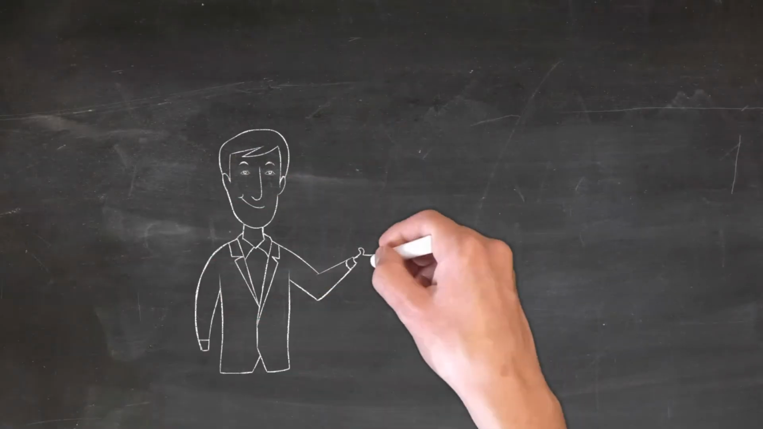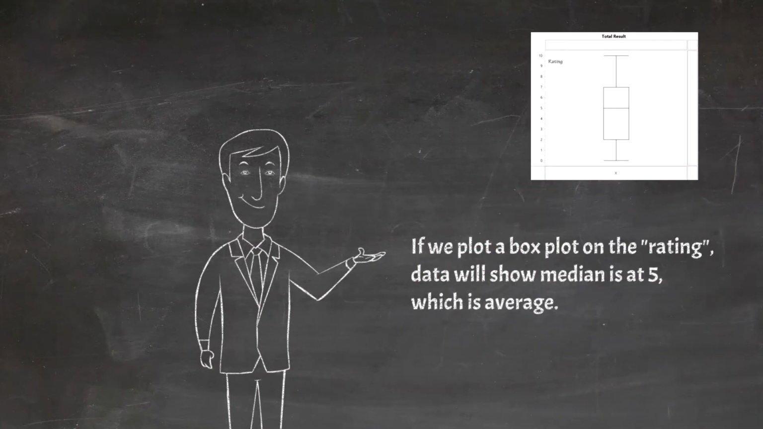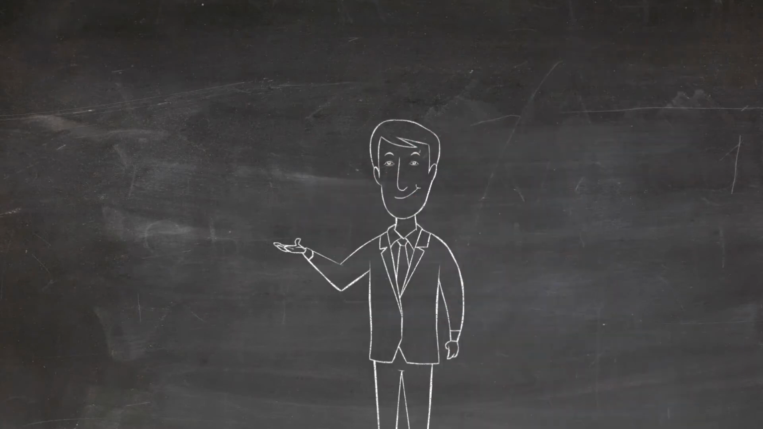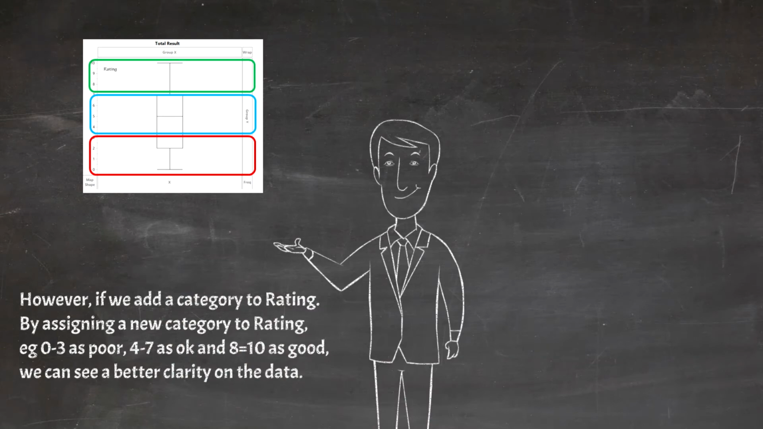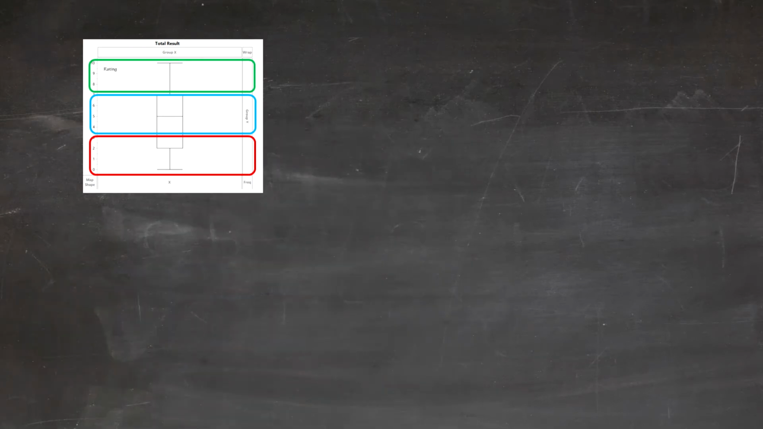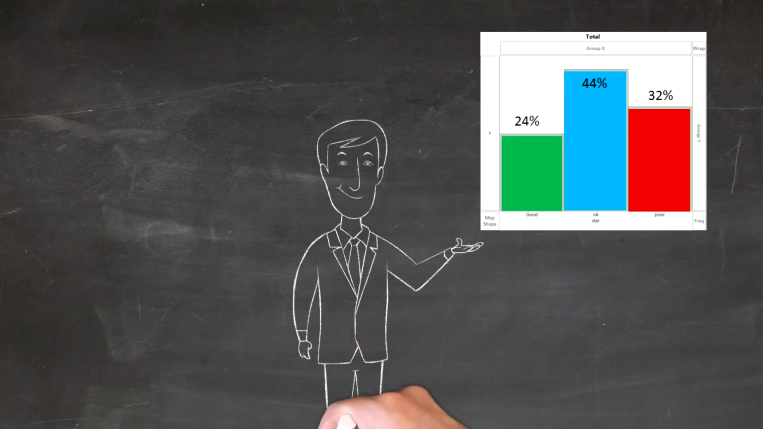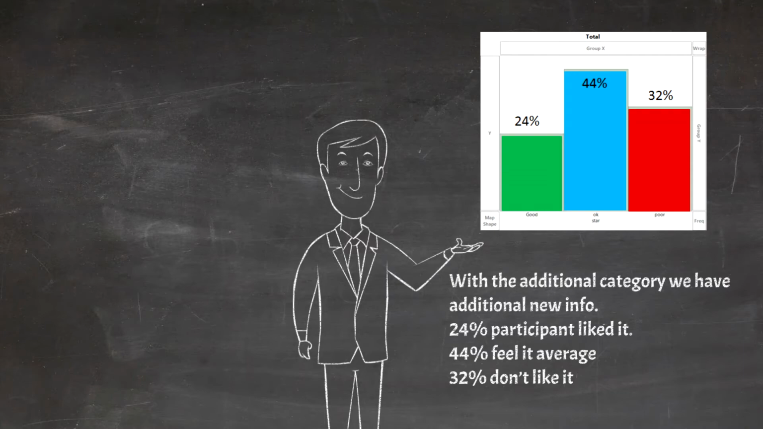If we were just plot rating into box plot, the results show median is 5, which is average. Not much info. Let's arrange rating into 3 groups. Poor, okay, and good. By adding this extra category, we know that 24% liked it and 32% don't.